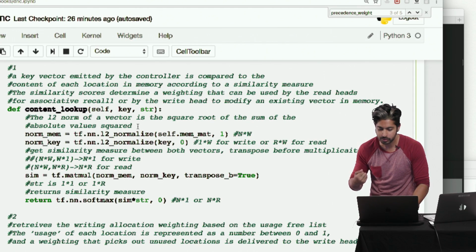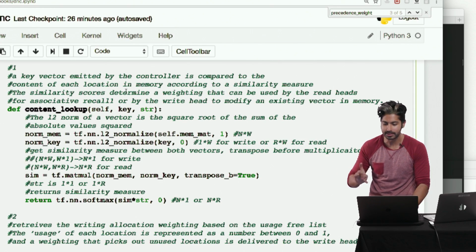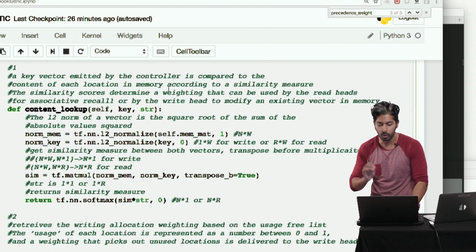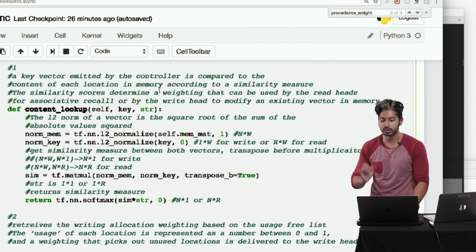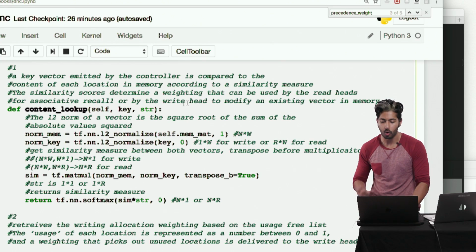So we find the L2 norm using the key. So let me read this out. A key vector emitted by the controller is compared to the content of each location in memory according to a similarity measure. The similarity scores determine a weighting that can be used by the read heads for associative recall or by the write head to modify an existing vector in memory.